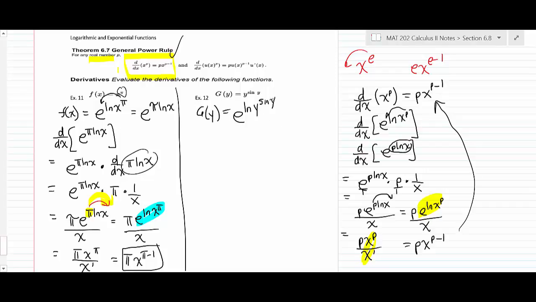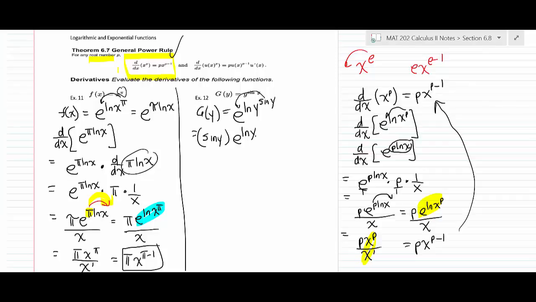What can you do with the sine y? Bring it in front of the logarithm. That's a fundamental property. So you would end up having sine y multiplied by e to the ln y power like that.